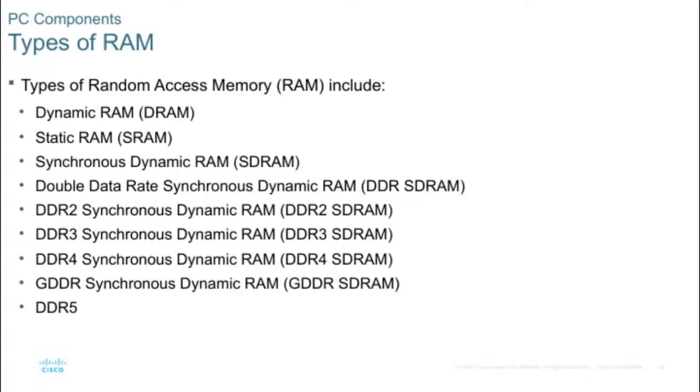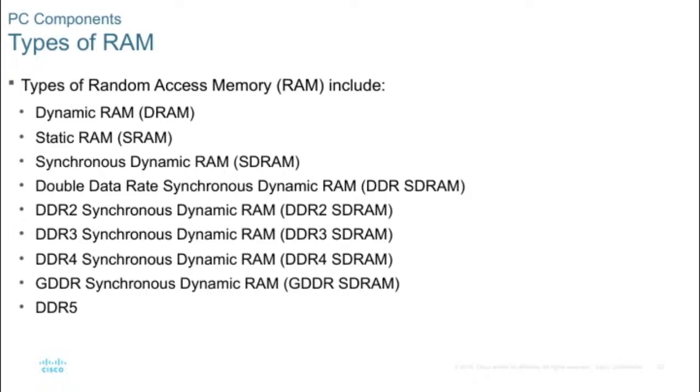When we talk about RAM, or random access memory, we're really looking at several types that serve different roles in computing. It starts with dynamic RAM, or DRAM, which is the basic form. Then there's static RAM, or SRAM, which is faster but more expensive.